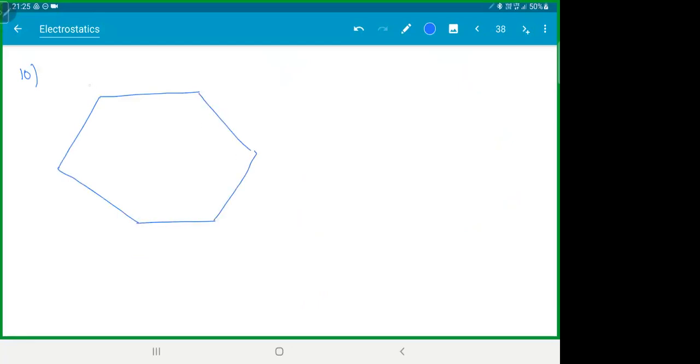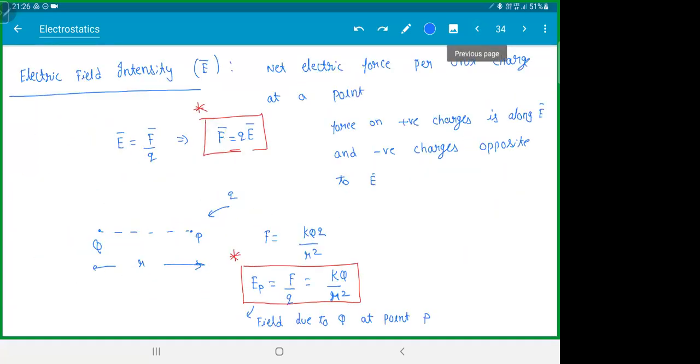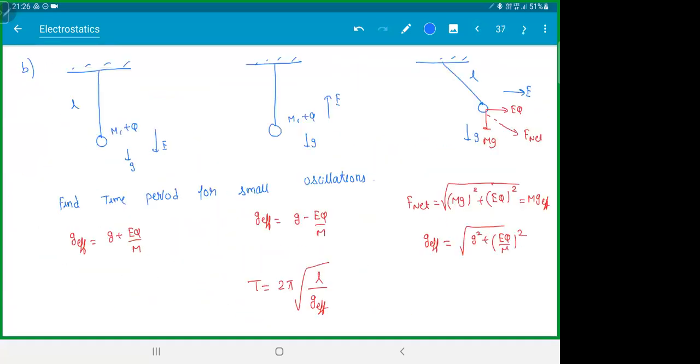We have a hexagon, plus Q, minus 2Q, plus 3Q, minus 4Q, plus 5Q, minus 6Q. O is the center. It is a regular hexagon of side A. Find the field at the center. Remember the formula KQ by A square. That's it. That is the formula. KQ by R square. But there are 6 charges.